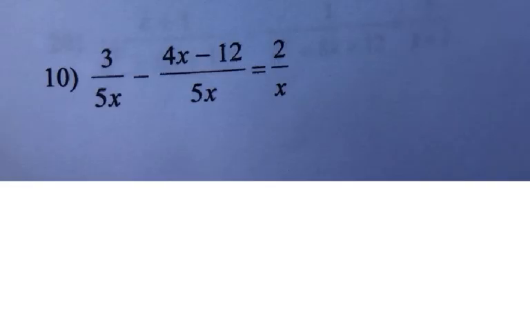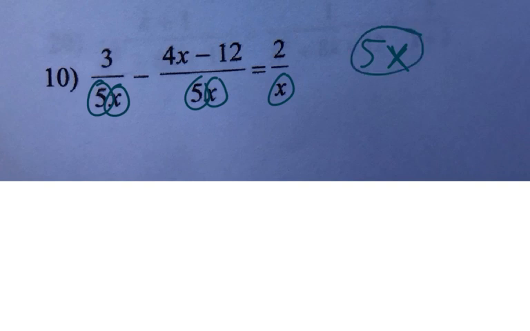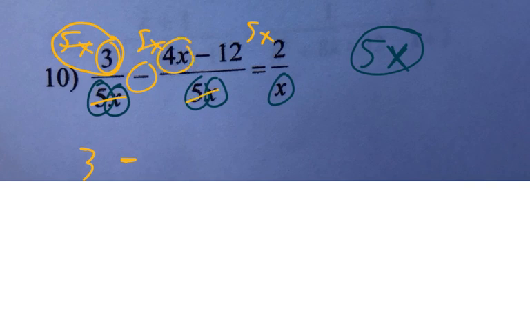How about this one here? Notice how they all have x's. And these two have a 5. 5x is my LCD. So here, the 5x will cancel out 5x. I'm just left with 3 minus, watch your signs. Here, the 5x's cancel out. I'm left with 4x. Ooh, let's be careful. Almost forgot to distribute my minus there. See that? So, with the 5x's canceling, do you agree I'm left with 4x minus 12 equals?